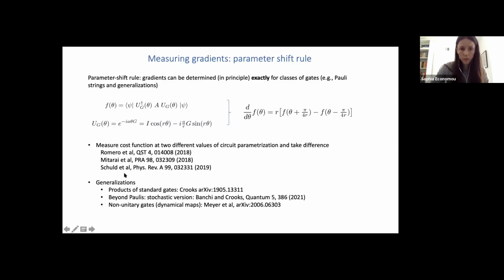So this is the exact derivative, and it actually holds for a class of operators. And there's recently been some generalizations where you can use some stochastic version of this for when you don't have the conditions satisfied, Pauli or Pauli-like operators. So here the condition was that you need to have two distinct eigenvalues. But for operators that have a more general spectrum, there's nice work by Crooks and Banking Crooks as well. And more recently, there's also some work on a similar parameter shift rule in the case of non-unitary gates.